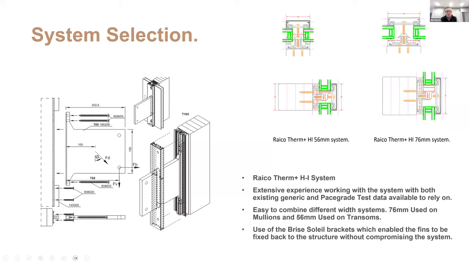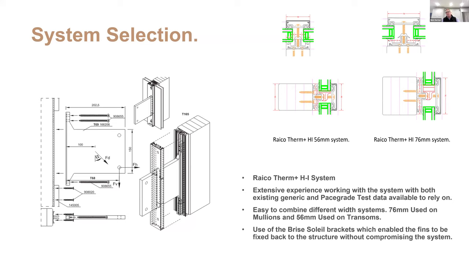Just onto the system that we used, I think I might have mentioned it earlier, and we've worked with them for many years, and we have a fantastic partnership with them. Ryko, and the glazing system we use is the Therm Plus HI system. Not only have we got experience of many years working with them, there's a whole bunch of generic test data out there, CWCT testing, acoustic tests, thermal tests that we can rely on. And over the years, we've carried out a lot of project-specific testing. So we're very, very comfortable with it. And we use the flexibility of that system to form the basis of us to design the glazing system on.